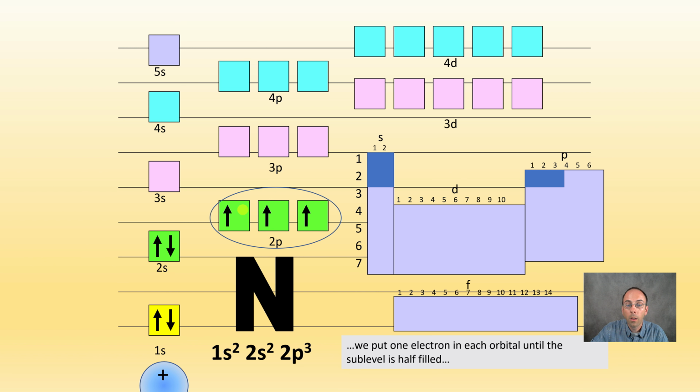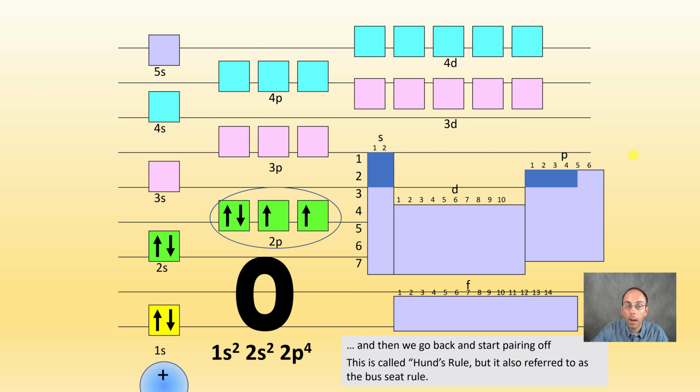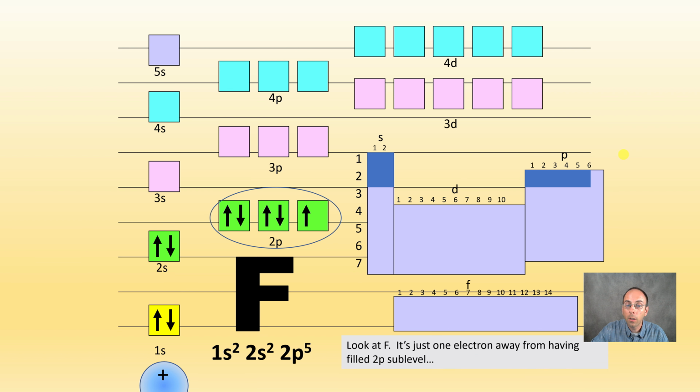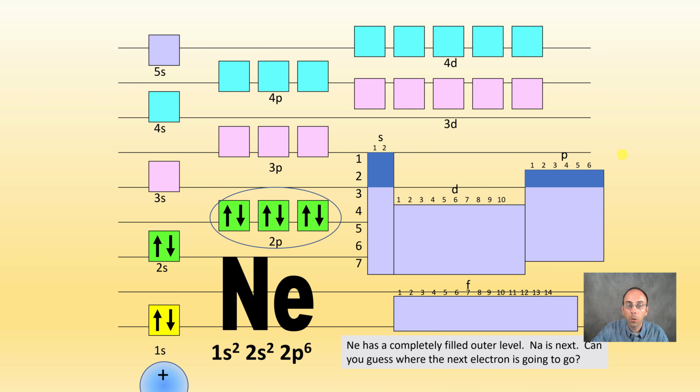Now notice we put one electron in each orbital. We didn't start to double stack the boxes yet. Now that each one has one, we go back through and put the down arrows for the corresponding elements as we progress to oxygen, and then from oxygen to fluorine, and from fluorine to neon. Neon being a noble gas, very stable.